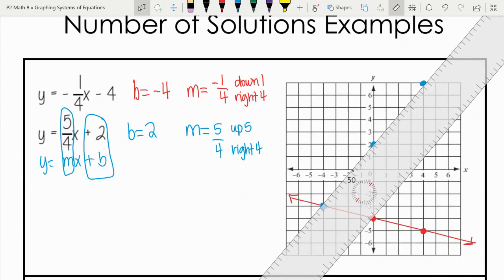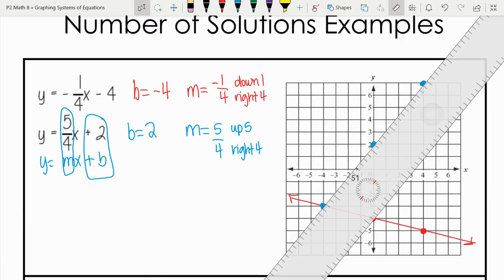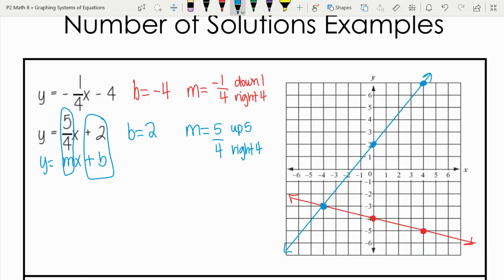So let's go ahead and connect the points. That's super important. Don't forget to connect your points to create your line. And this is the point of intersection. So in this case, my solution here is going to be negative 4 because I can see that it's at negative 4 on the x-axis and negative 3 on the y-axis. So my solution is negative 4, negative 3.